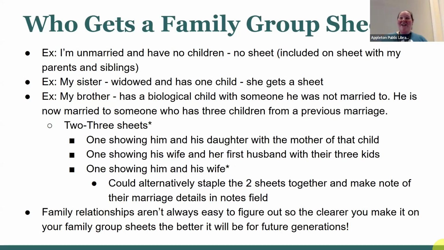As you can see, family relationships are sometimes complicated. So you want to make it as clear as possible for those future generations. The better it's going to be if you can write it out clearly and make sure that people understand even 100 years from now what situation happened.